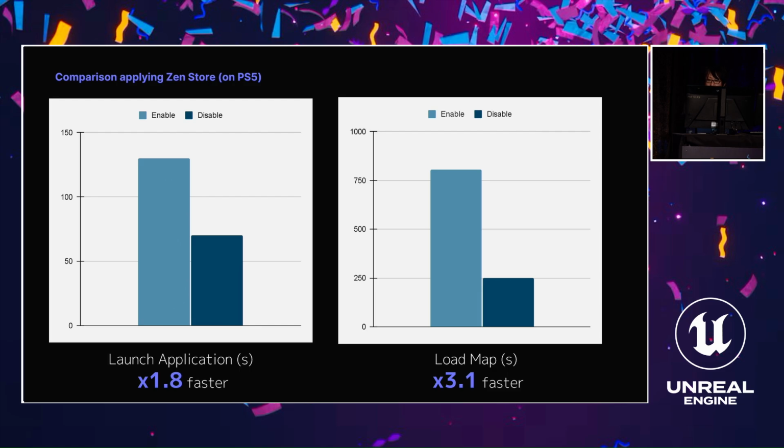Application launch time was 1.8 times faster than with it disabled. Map open time also showed a significant improvement. Without Zen Server, it took almost 30 minutes to open a map. But with Zen Server, it took almost one third of the time. The result is that Zen Server allows efficient access to files and reduced load times.